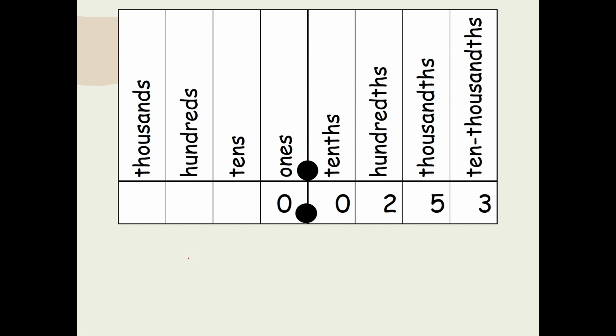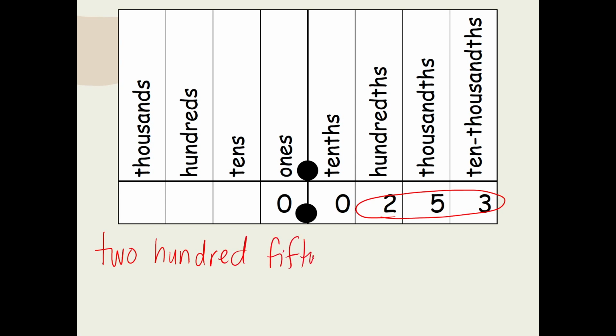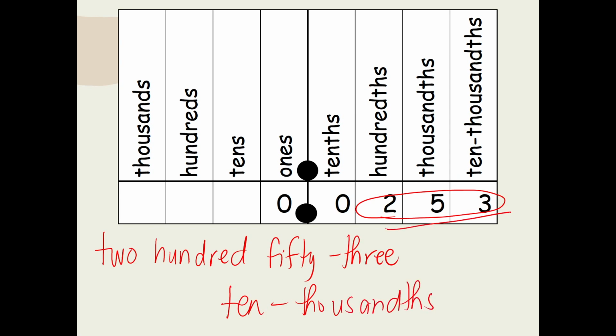You do not say zero. You go directly to the decimal. 253 ten-thousandths. Okay, there you go. So it is read the way a whole number is read, followed by ten-thousandths. Is this clear? Okay, sir. You do not write zero.